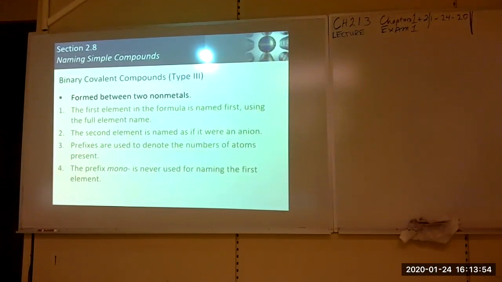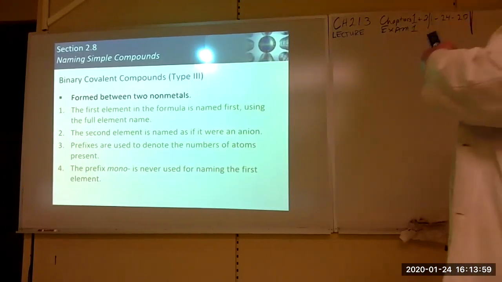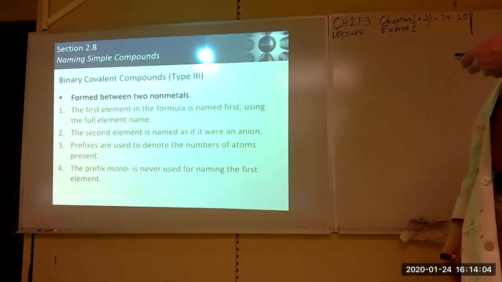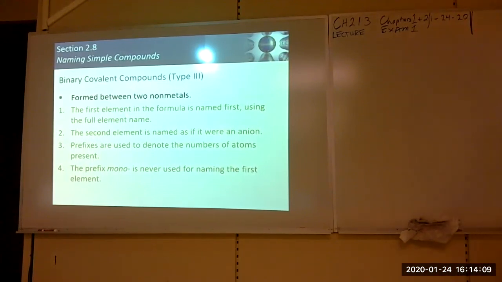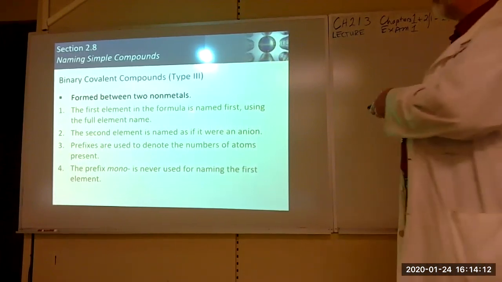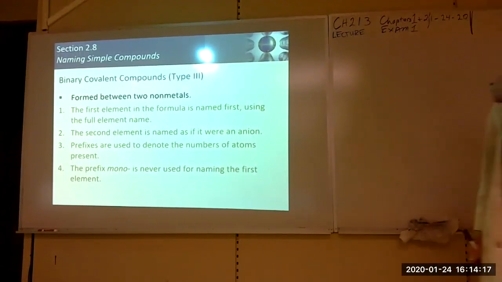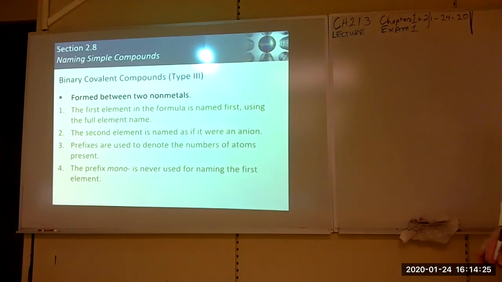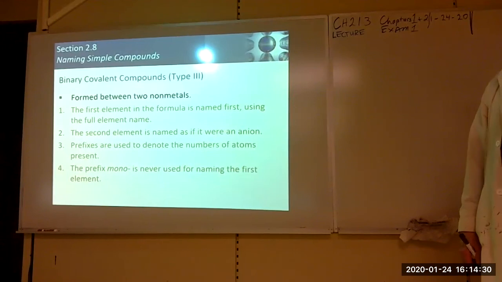Okay, last one. Type 3 compounds. The first 2 were ionic. The third type is covalent. So these are compounds that are formed between 2 nonmetals. Technically speaking, they don't have charges, right? Because they're covalently bound. But we're going to use the binary ionic compound convention to write them. The trick is to figure out which one simulates the cation and which one simulates the anion.